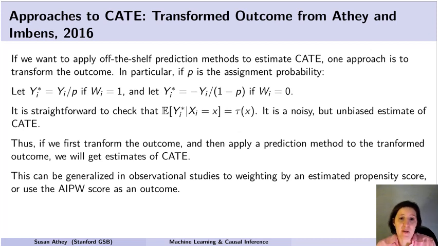If p is the assignment probability, the probability of being treated, I can just do a simple transformation. If it's a treated observation, I'm just going to divide the outcome by p. If you're a control observation, I'm first going to take the negative of your outcome and then divide it by 1 minus p. And that's going to be my estimate of an individual unit's treatment effect.